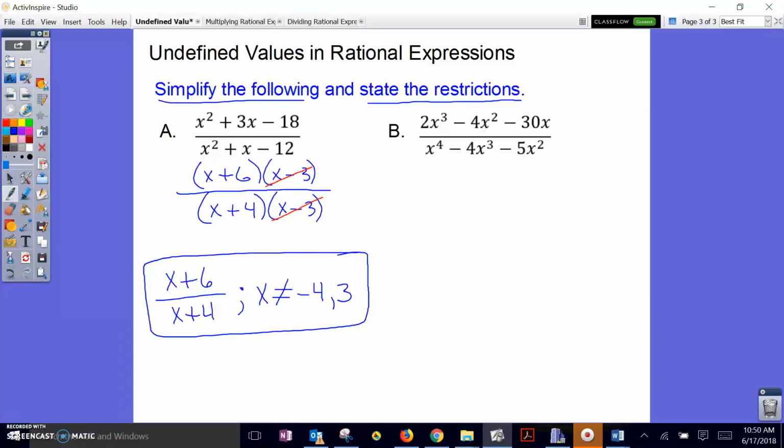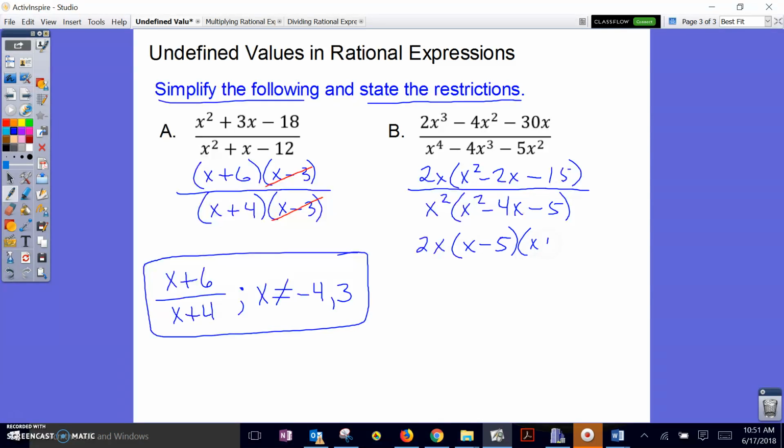Alright, let's look at part B here. Wow, this one looks tough. So let's see, I can factor a GCF out of the numerator, and I can factor a GCF out of the denominator. And then I've got more factoring to do in both. It's going to be x minus 5 times x plus 3, and that's going to be x minus 5 times x plus 1. And so I'm actually going to start with my restrictions here.